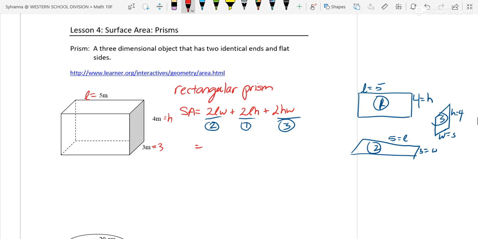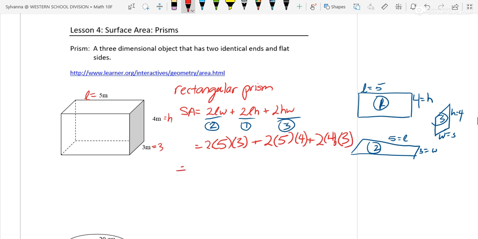Now that we found our length, height, and width, we just plug those numbers in. So this is 2 times, my length is 5. My width is 3. 2 times length is 5. My height is 4. And then I have height times width, which is 4 times 3.